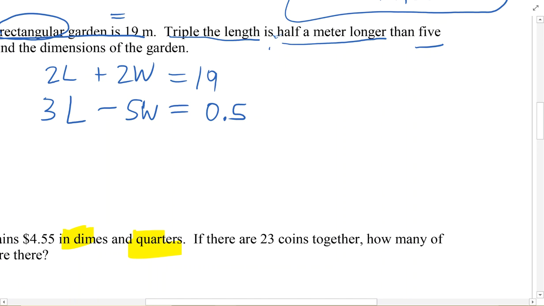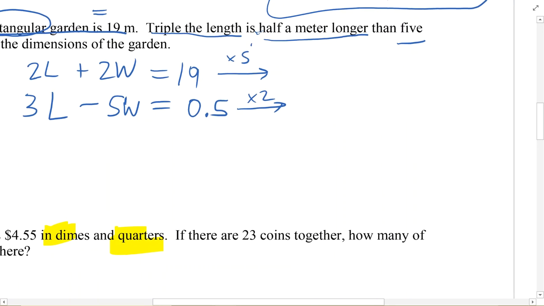What do you guys want to eliminate, your W's or your L's? Vaughn, you choose. W's. So you got 2 and 5. What would be the LCM? 10, exactly. So go ahead. What would you do to the first equation? Multiply by 5, and what would you do to the bottom equation? Times by 2. Go ahead, get your W's the same.